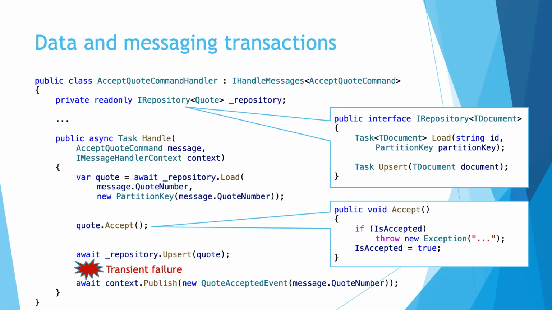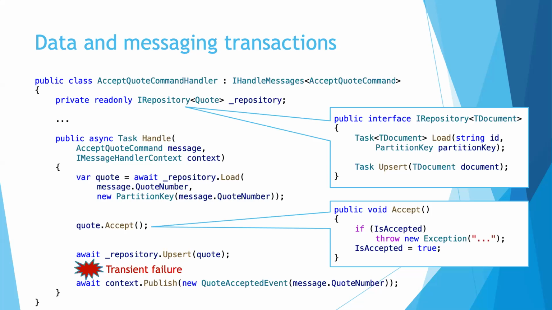We might want to publish that event for many reasons. We just want many systems to find out that this actually occurred. What happens if there's a transient failure right there, straight after the database write? Well, what would actually happen is the message that we're handling, the accept quote command, wouldn't be marked as processed, and therefore the retry policies will kick in, and this command handler will actually be run again.